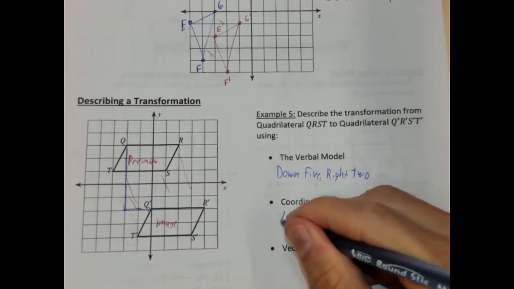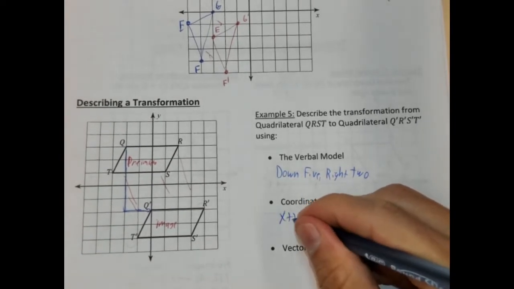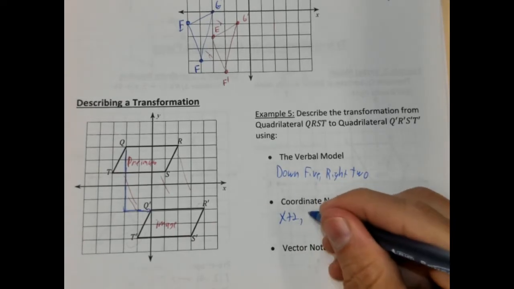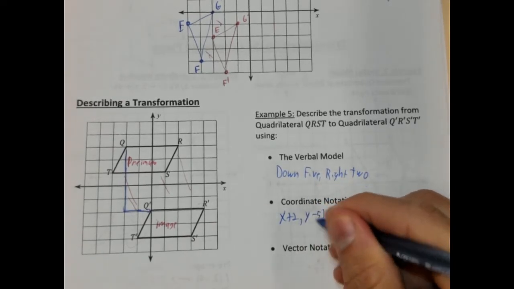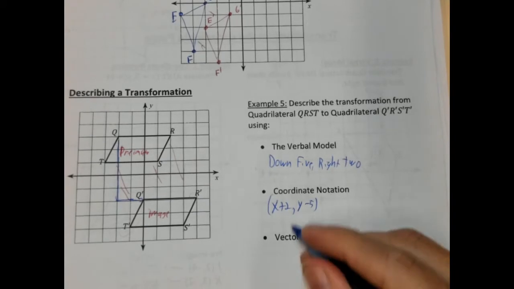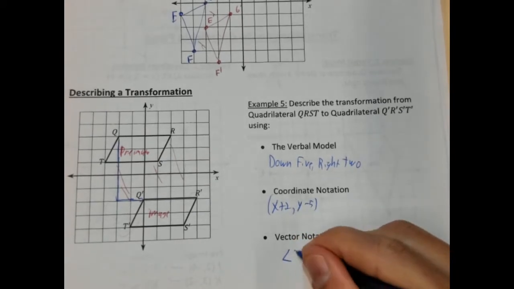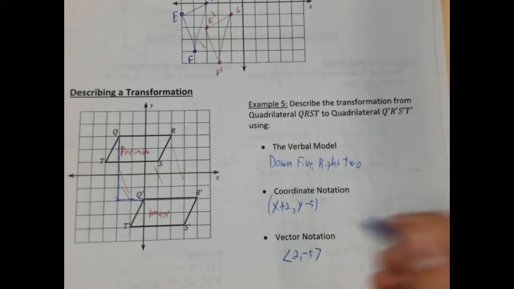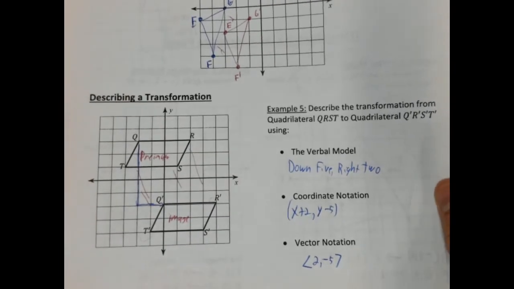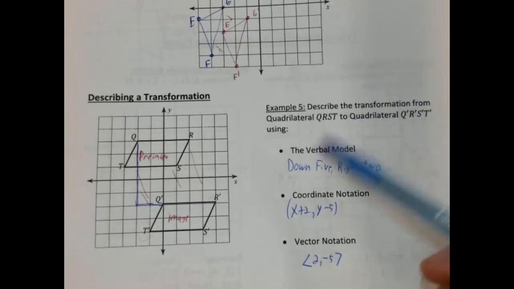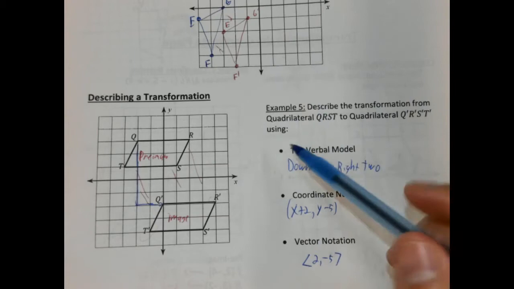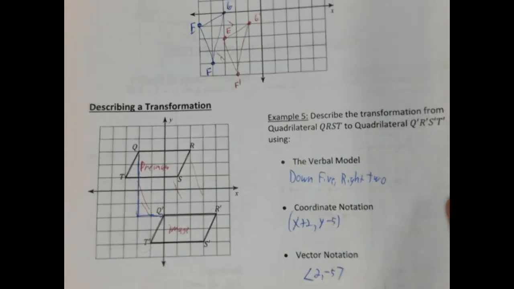Coordinate method: if we went right 2, we added 2 to x. If we went down 5, we subtracted 5 from y. Okay, so that's our coordinate method. In vector notation, you can just literally take these numbers here, so 2, -5. Pretty straightforward. So the homework is really going to be just the two things we did: applying the translations and identifying the translations.